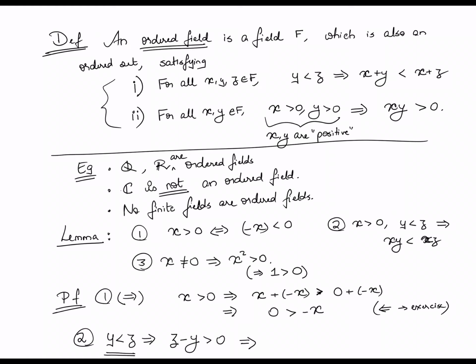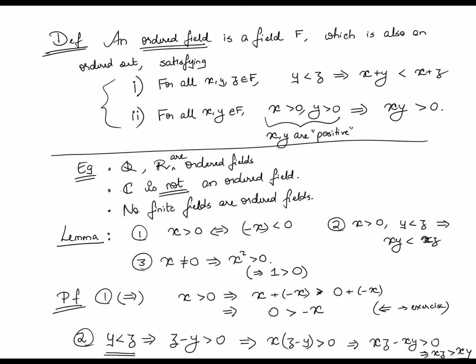Now that I have this, I can apply the second property. Because z minus y is positive and x is positive, I can conclude that x times z minus y is also positive. Now I use the distributive property to argue that x times z minus x times y is positive. And then all you have to do is add xy to both sides of this inequality. Use the associative property on the left to argue that xz is greater than x times y. So this is how you would prove the second statement.